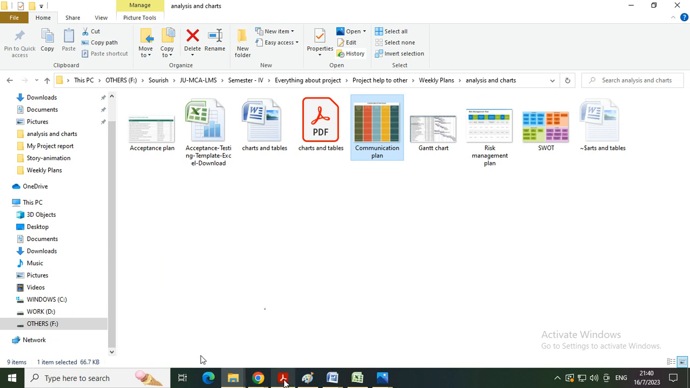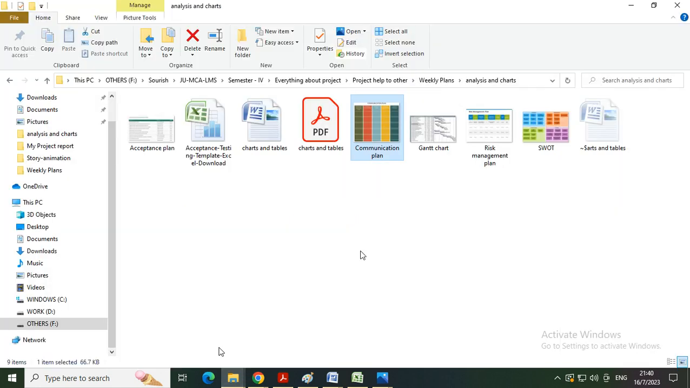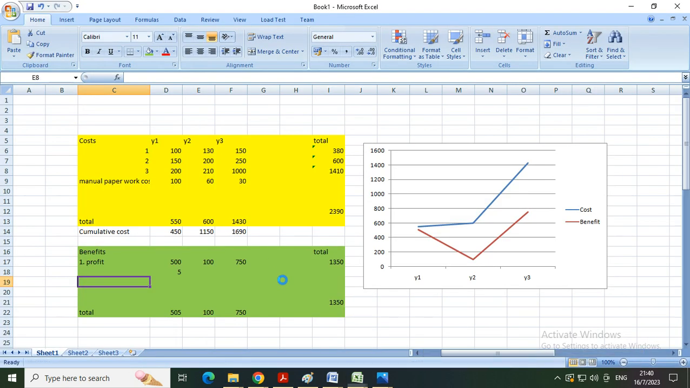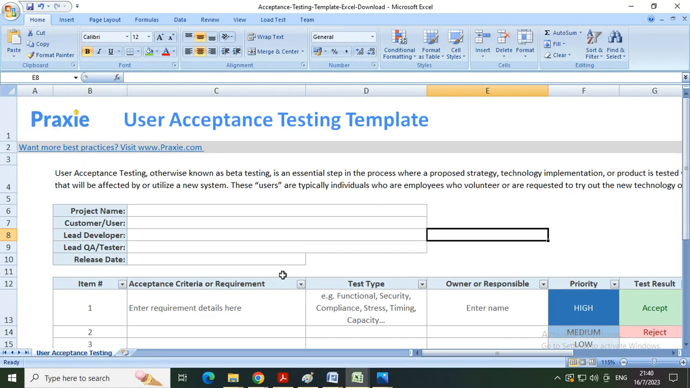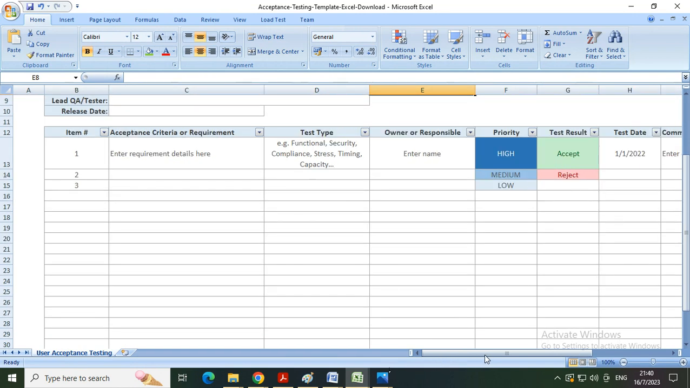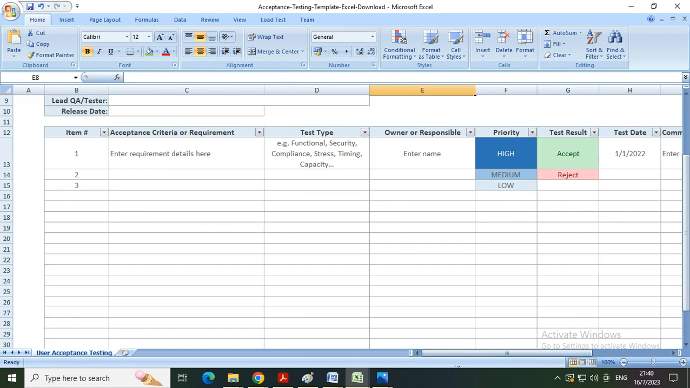Next is your acceptance plan. Basically, you are doing the project for your acceptance. You can take this Excel sheet. I have used this one. You are doing the project for your client. Until and unless your client accepts your work, there will be no use of doing the project. So you must have a specific plan for how to make your client accept your project.